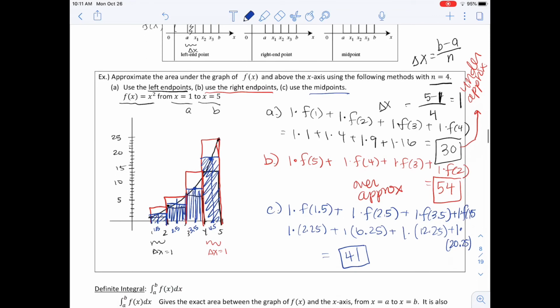So this is why that midpoint rule is usually the best one to use to approximate the area under a graph. So what are other ways that we could have made this a better approximation besides just using the midpoint rule? One way that we could have done that would have been to increase the number of rectangles that we had. If we had more rectangles, it would have been a better approximation to that area under the curve.